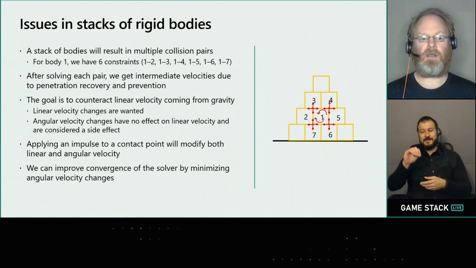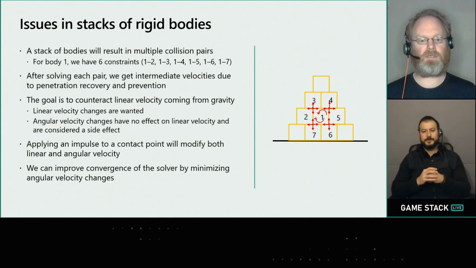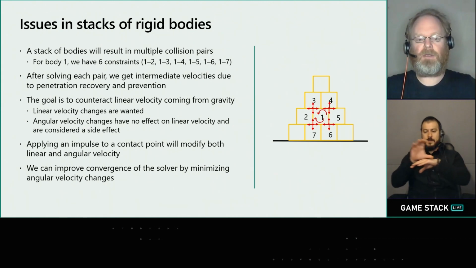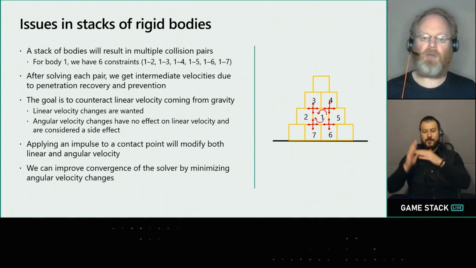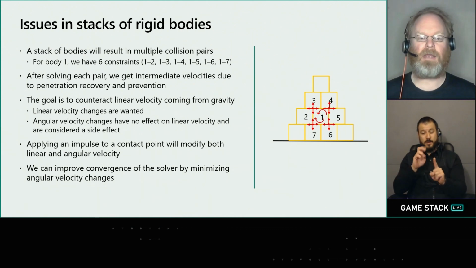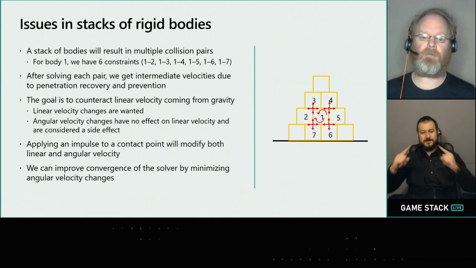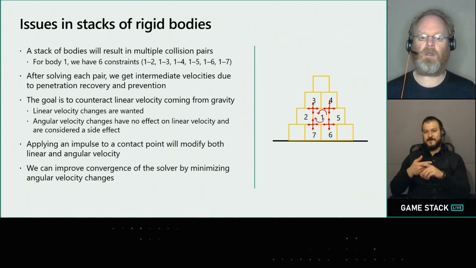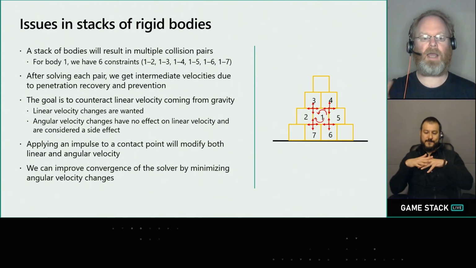So when we consider issues with the stack bodies, we want all of those linear changes. We want the collision resolution to be lifting all of our boxes through the center of mass, and we don't want those angular side effects. But because the contact points are where they are, we of course are going to introduce those angular components anyway. This is completely aside from the friction element that we saw before. So we have to improve convergence by reducing those angular changes.